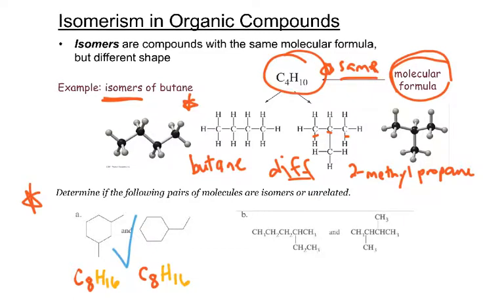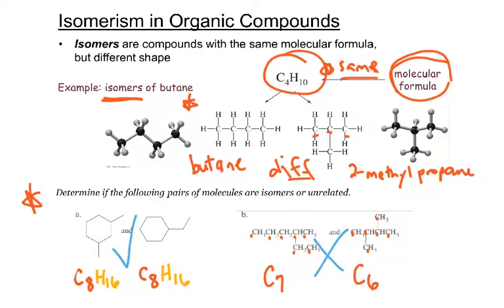All right, let's go with B now. We'll start by figuring out the molecular formula for each. This one has 1, 2, 3, 4, 5, 6, 7 carbons. And this one has 1, 2, 3, 4, 5, 6 carbons. I don't even need to count the hydrogens. They're not going to have the same molecular formula, and so I don't really need to figure out anything else. These are not related. They're just 2 different branched alkanes with totally different numbers of carbons and hydrogens and different connectivity structures.